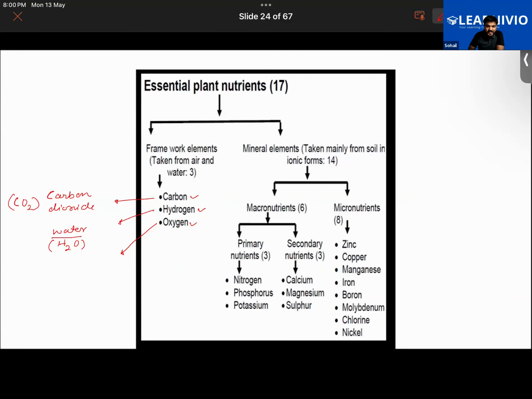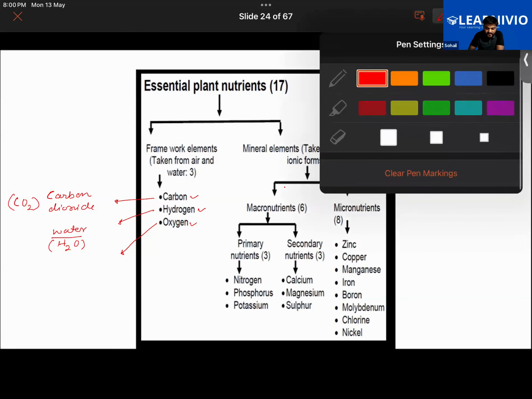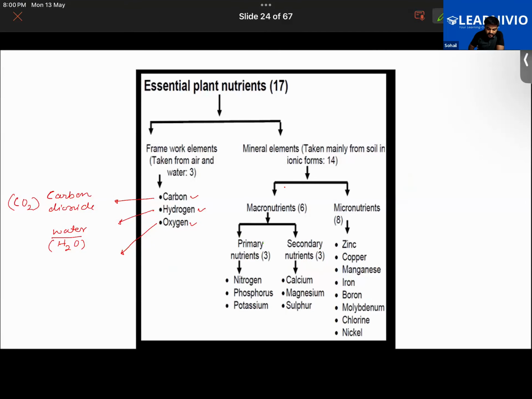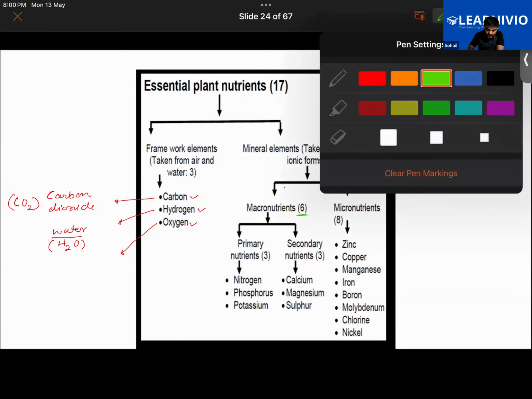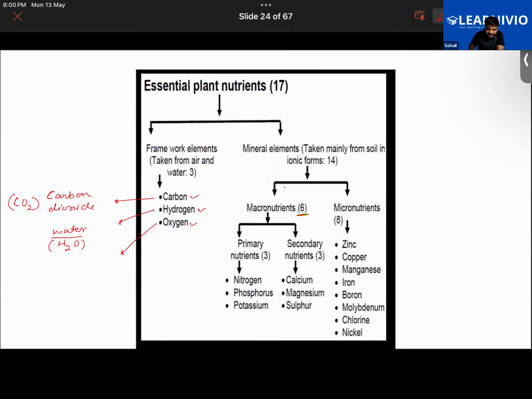Then there are some elements which will be taken from soil. So what are some of them? You have macronutrients and micronutrients as follows. You have six macronutrients and 8 micronutrients. So count the total number of nutrients we have studied so far. How many of them are there?